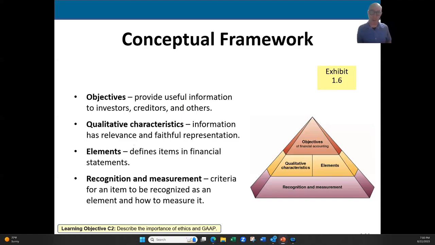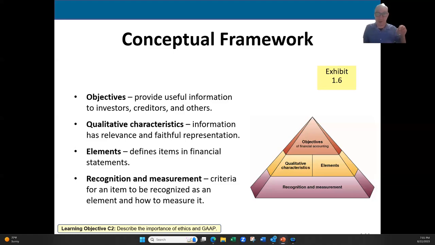The framework behind accounting involves objectives, qualitative characteristics, elements, and recognition and measurement. These are kind of the building blocks, right? The objectives are to provide useful information to investors, creditors, and others. What is that useful information? That's the financial statements.